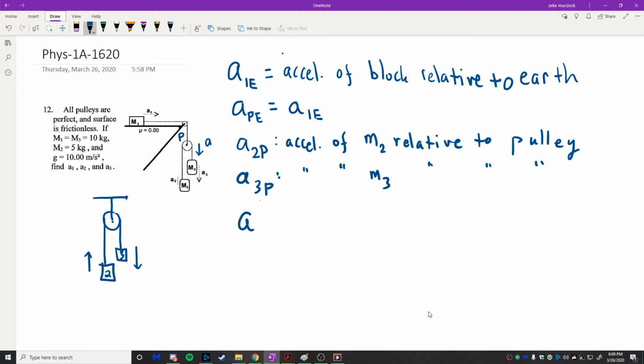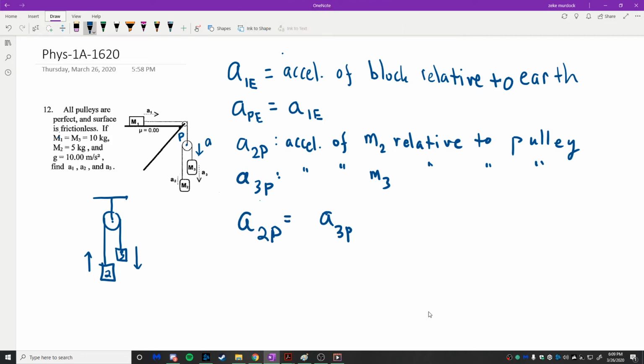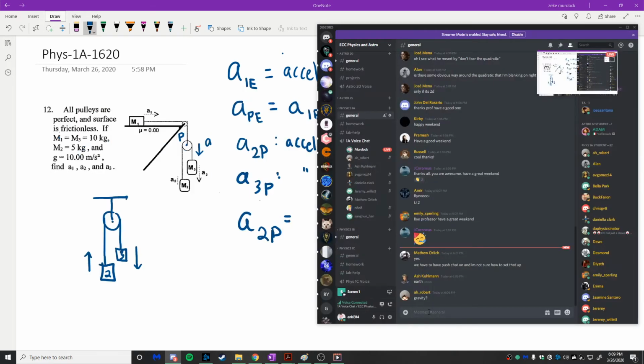So can any of you tell me, if I want to know what the relationship is between the acceleration of block 2 relative to the pulley and the acceleration of block 3 relative to the pulley, what's the relationship going to be here? Are they going to be the same, or are they going to be opposite to each other? What do you guys think? How are those two related to each other?